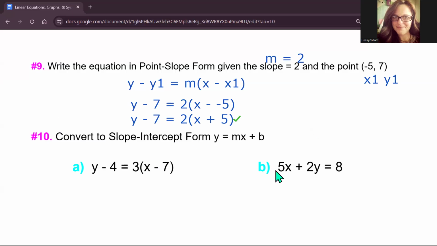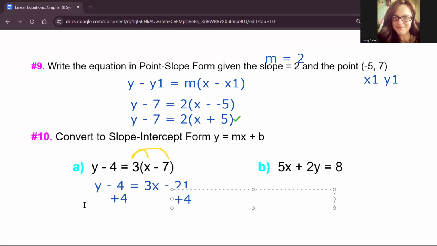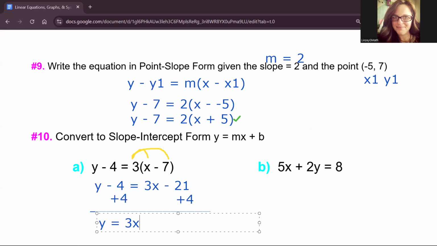Converting to y equals mx plus b. Number A. We're going to start to convert into y equals mx plus b. We're going to distribute 3 into the parentheses. Minus 4, 3x minus 21. And then we'll add 4, bring that over to the other side, and we'll get our y equals mx plus b form. Y equals 3x negative 21 plus 4. We get negative 17. And now we can see that the slope is 3 and our y-intercept is negative 17.